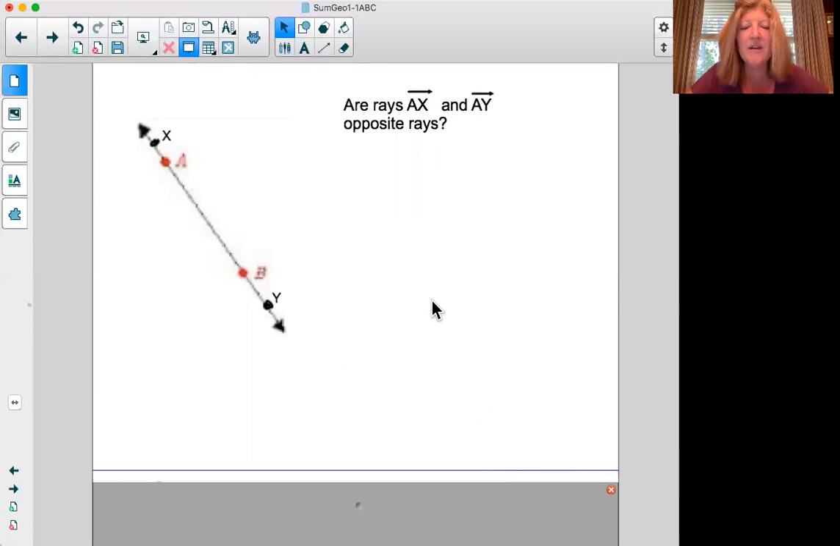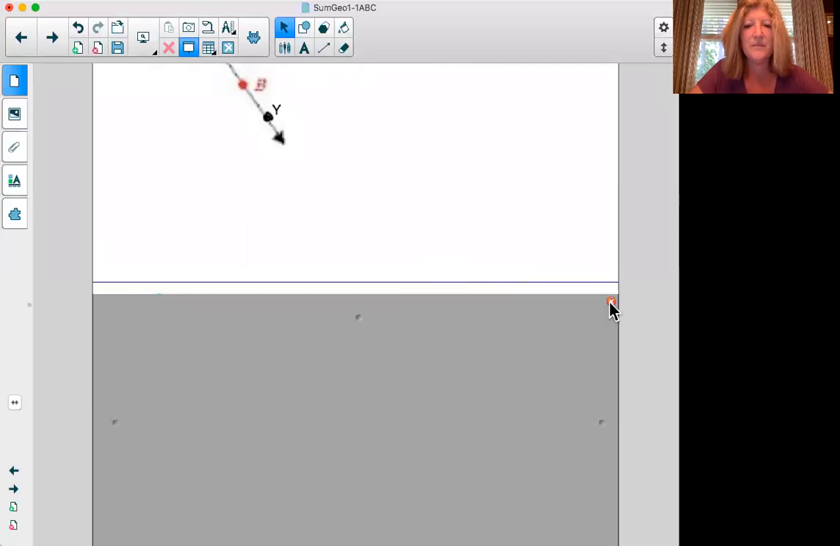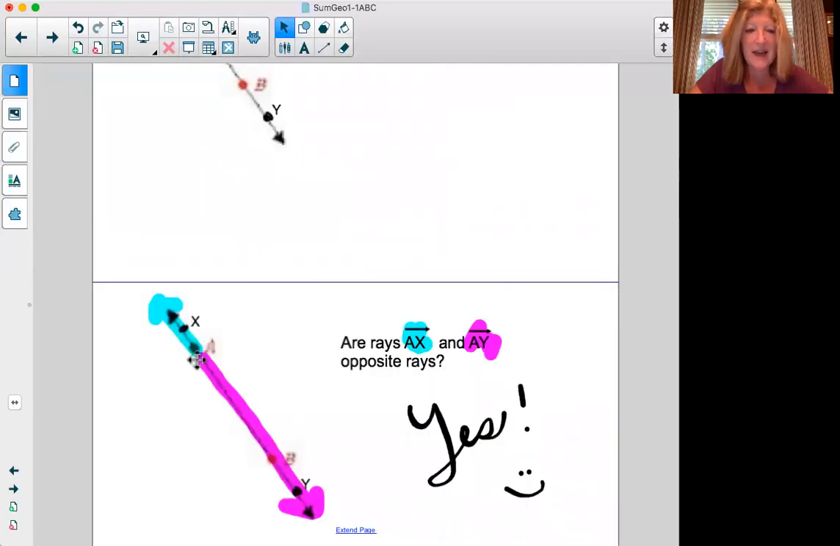Question, are rays AX and AY opposite rays? Pause and answer that and then press play. So if they were opposite rays, they'd share an endpoint, they'd go in opposite directions, and together they'd form a line. Let's see if that's true. AX and AY share endpoint A. They go in opposite directions, and together they form a line. So yes, these are opposite rays.